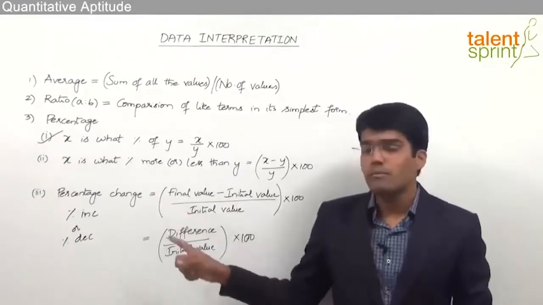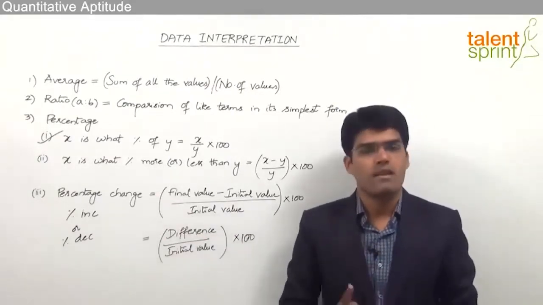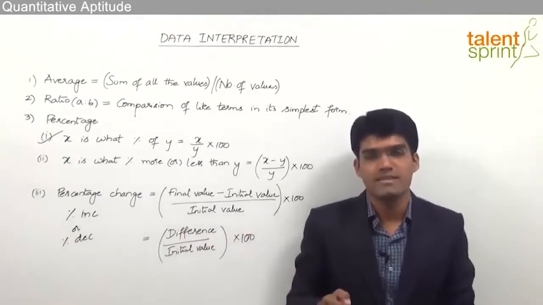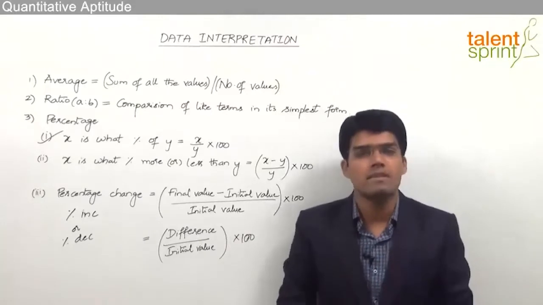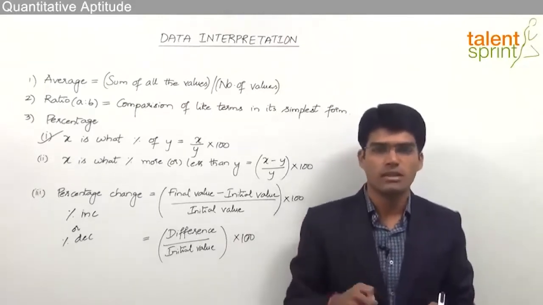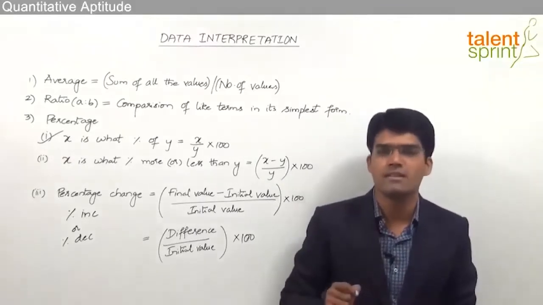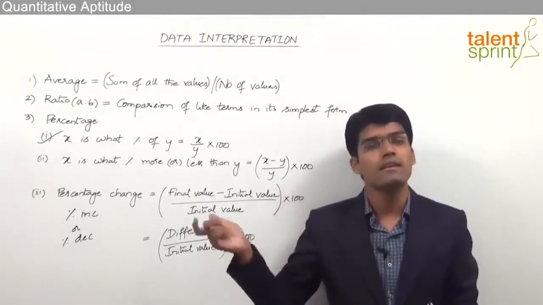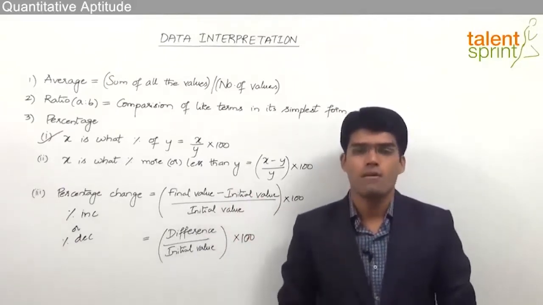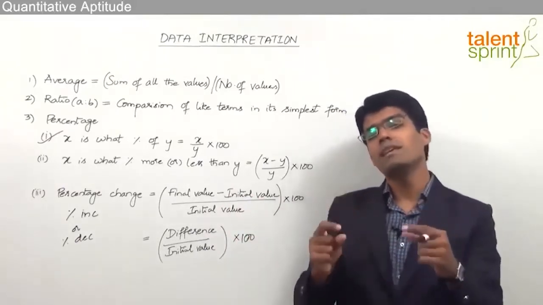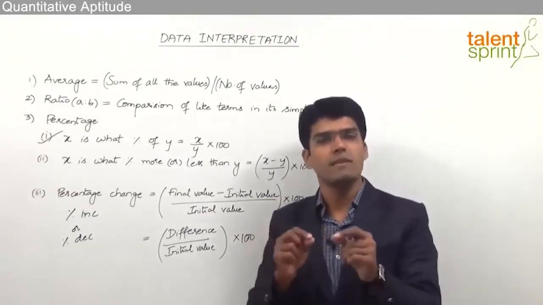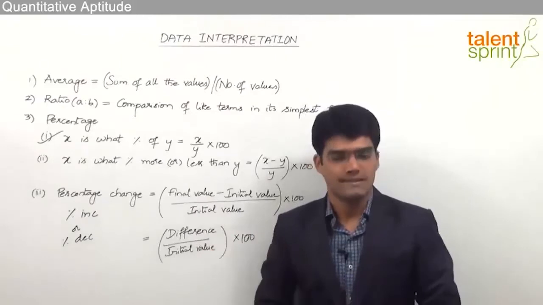Percentage change again can be asked in three different formats. One is percentage change from a given year to some other year. That means in this format, both the years have been specified. So we can clearly decide what is initial value and what is final value. The one which comes first should be taken as initial value. The one which comes in a later year should be taken as final value. So simply substitute and get the answer. So that's the first way of asking percentage change, where both the years have been clearly mentioned in the question.